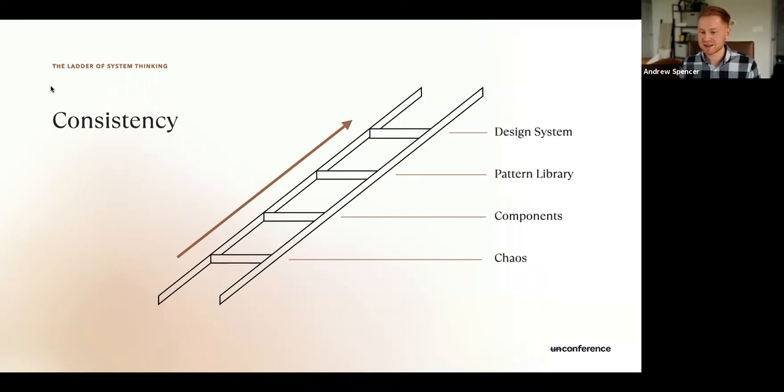So not only does consistency increase, but your team efficiency should also increase as well. It helps you avoid making the same decisions over and over again as you move up the ladder. And just like consistency, as you go further and further up each rung, you're spreading out that efficiency to more and more people in your organization.